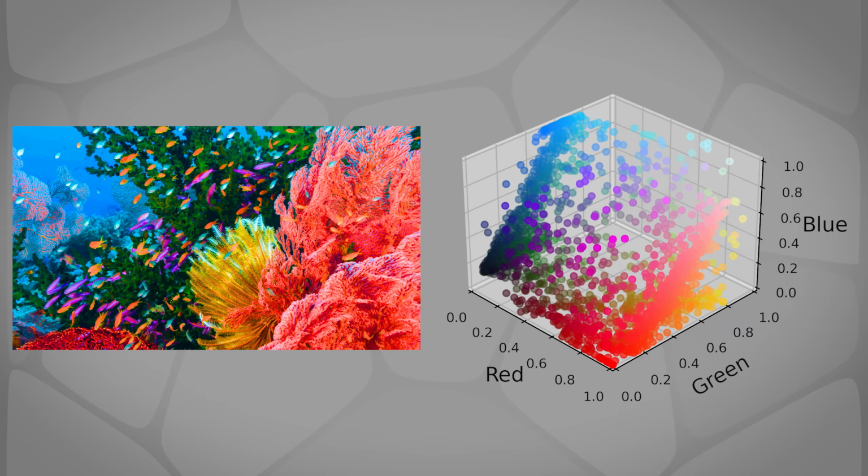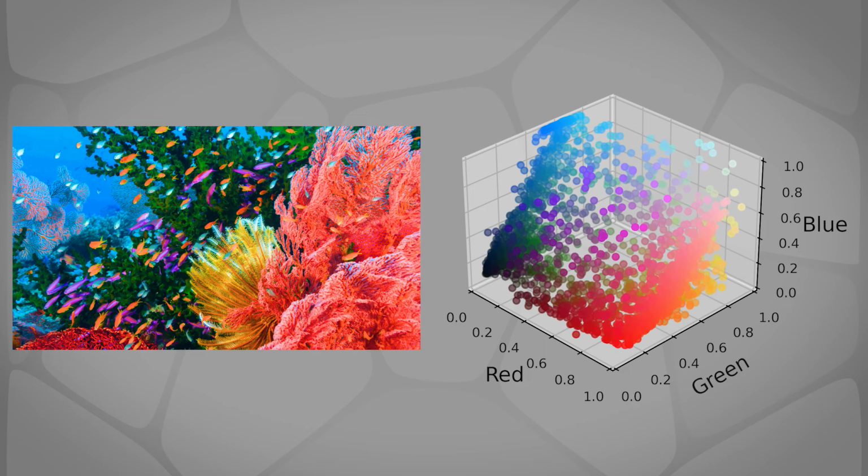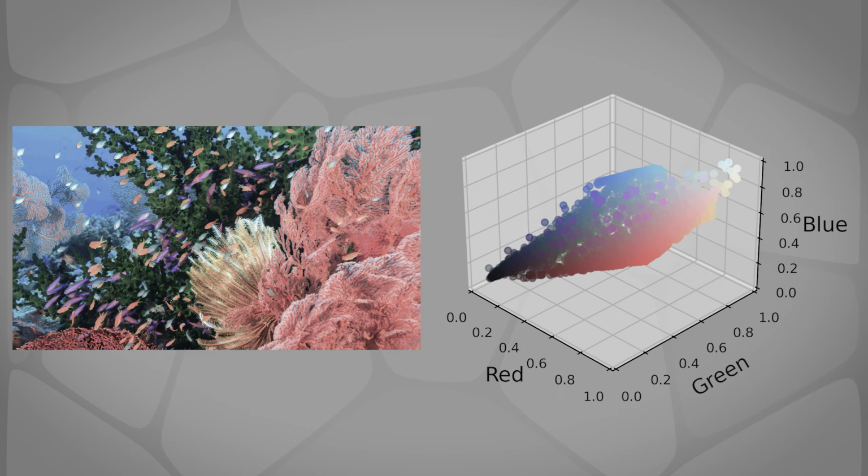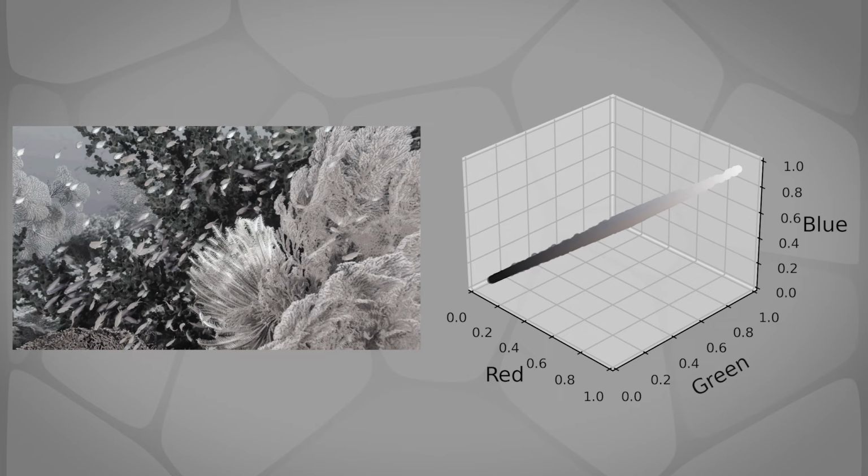And so what happens when you decrease the saturation to a minimum? All the colors will fall onto this line that runs from pure black to pure white. On that line, the red, green, and blue values are all equal. So that is our first clue as to what saturation is doing.